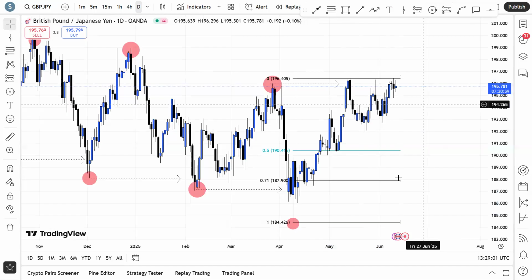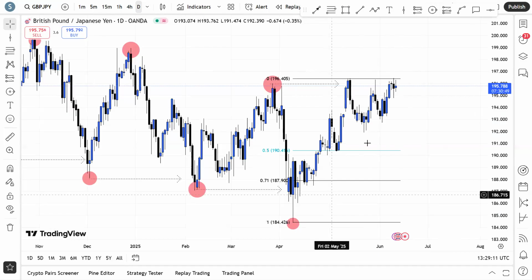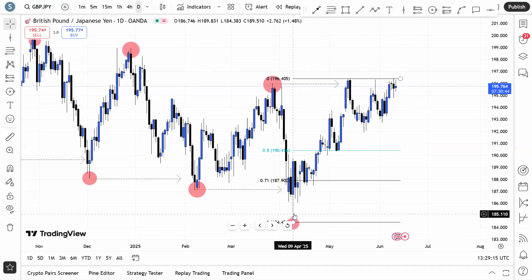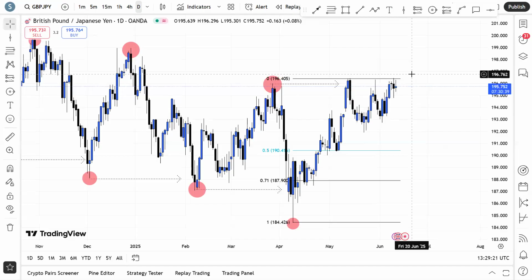So guys, when it's like this, you're going to look for selling opportunities above 50% and buying opportunities below 50% of your Fibonacci retracement. Remember, guys, we are always going to buy something when it's on a discount zone and sell something when it's on a premium zone. This is what you call premium and discount.